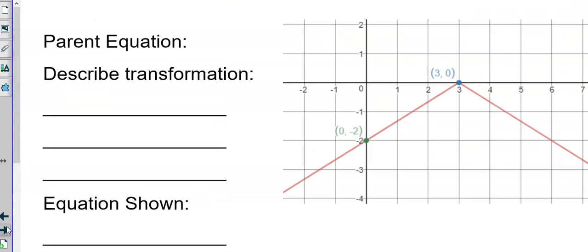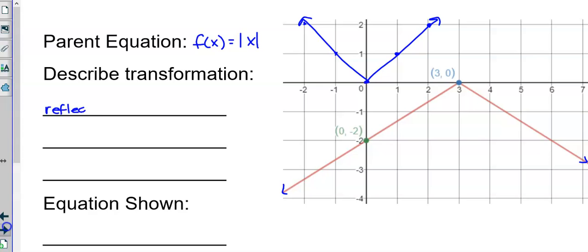Alright, another absolute value function. So again, I'm just going to start with what the parent used to look like. This one has definitely been reflected. It's upside down, so it's a reflection over the x-axis. It's also been slid to the right 3.